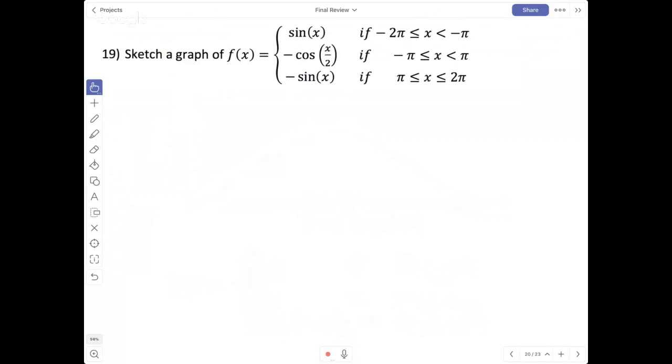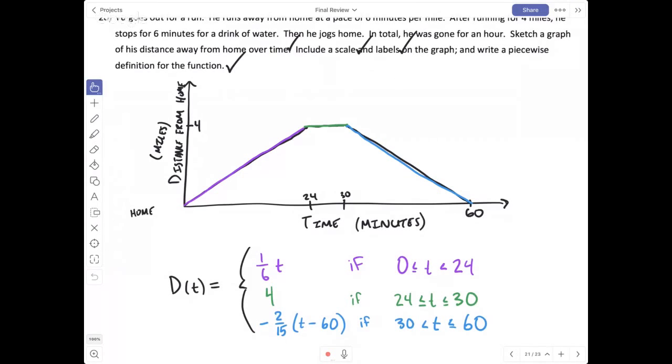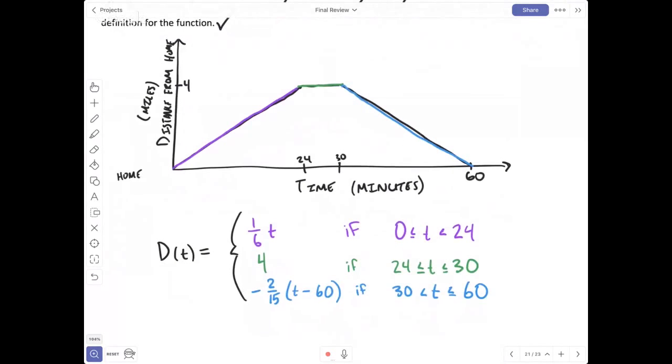Maritza, great question. I was so excited that no one asked that because I figured you all understood it. Maritza, can I say appreciations that you're asking a specific math question and not just what's on the final? That's great. How did I get this negative 2/15 t minus 60? So I saw on this blue part that the graph went down 4 miles. He went 4 miles closer to home and over 30.